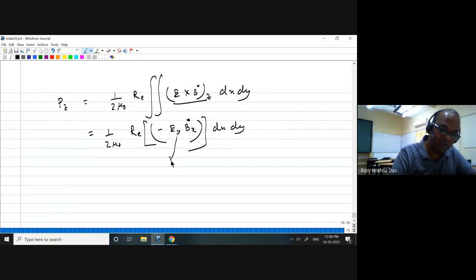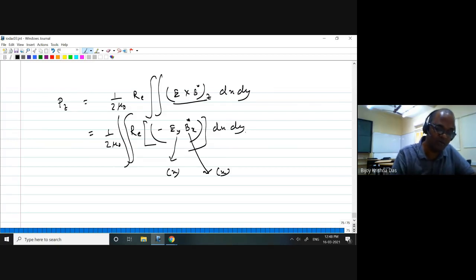But we know that this is actually an X dependent function, and this is also X dependent. No Y dependence is there. Along the Y direction, we consider it constant. So for power, we have to do integration of this, dx dy. Since in the Y direction I don't have any variation for EY and BX, I can consider the Y direction as just 1 meter, a unit length.